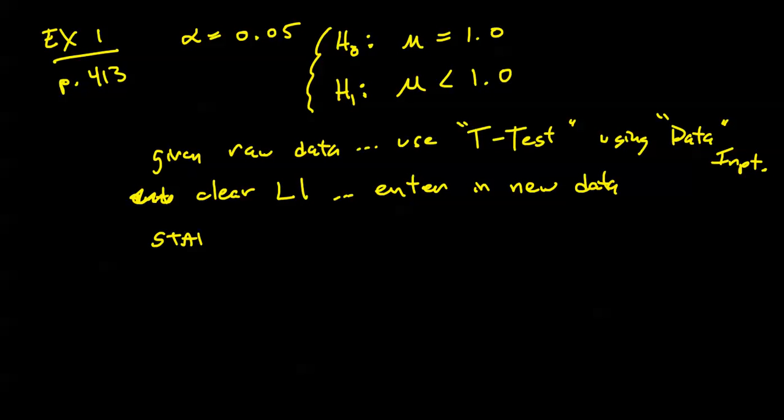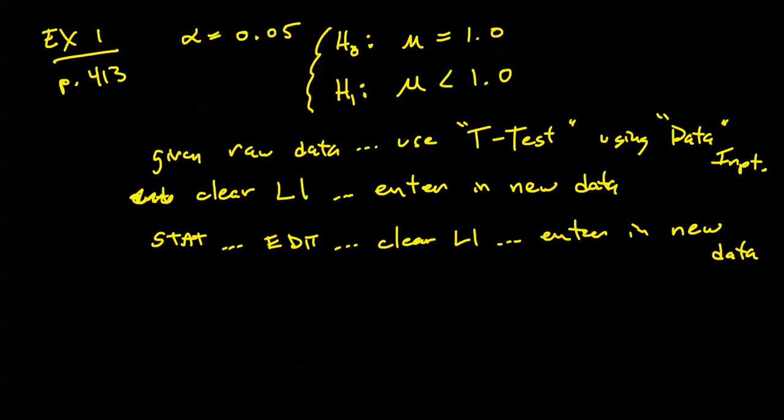So remember how to clear out the old data. You hit stat, then edit, clear list L1, and enter in the new data. These are 11 values. Let me check it. 1, 2, 3, 4, 5, 6, 7, 8, 9, 10, 11 values, right? So go ahead and do that, and you might want to pause until you get that old data cleared out and the new data entered in, and then come back when you're ready to go.